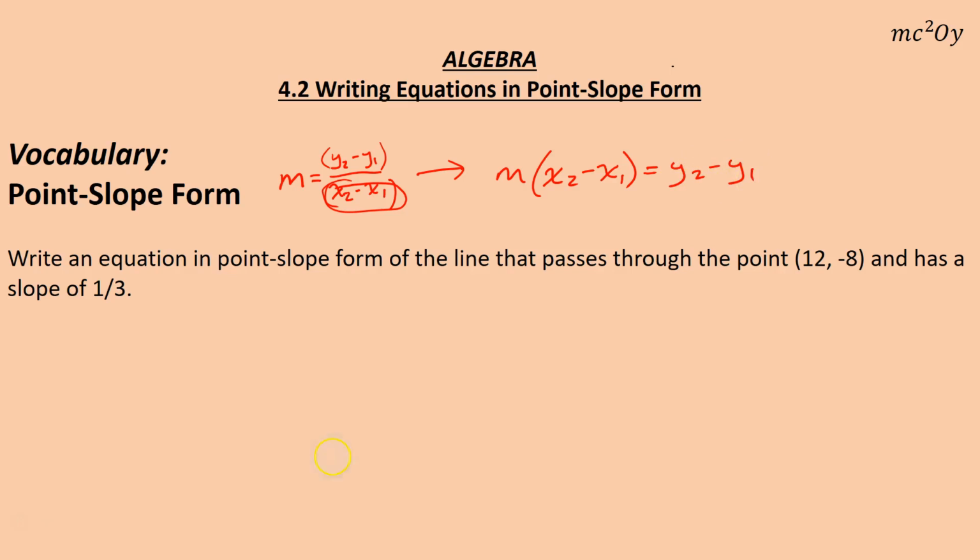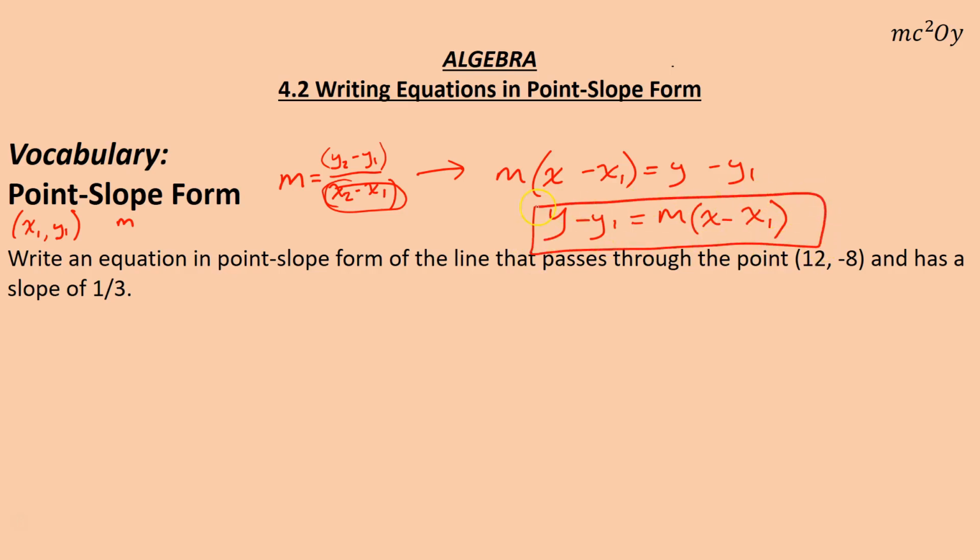And we think, well, we only have 1 point. We'll call that x1, y1. And a slope, which is m, which is why we call it point-slope form. So we'll get rid of the 2's here, and we'll rewrite it so that y is on the right-hand side. And then that is point-slope form. So point-slope is that form right there.